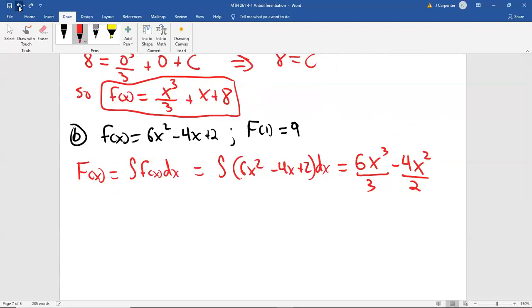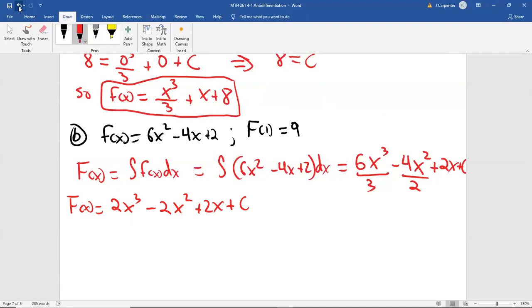Then plus, the integration of 2, since that's a constant, it's just 2x. And then we, of course, have our plus c at the end, which is kind of hidden there, but there it is. So our integrated function, the 6 divided by the 3 is a 2, so that's 2x cubed, minus the 4 divided by 2 is a 2, and that's an x squared, then plus the 2x, lots of 2's, plus the c. Now, last class, we would have stopped at this point. We wouldn't have been given the initial condition, but now we have it.